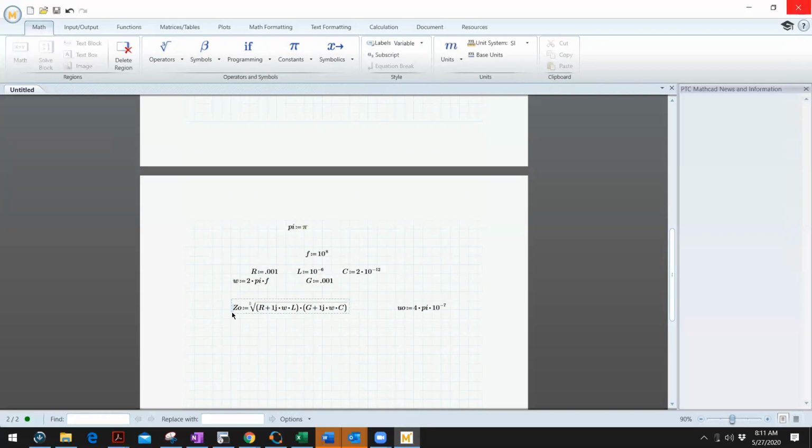Sir? Yeah, go ahead. I thought it was divided in the characteristic impedance. It is. This is gamma, actually. You're right. You're absolutely right.